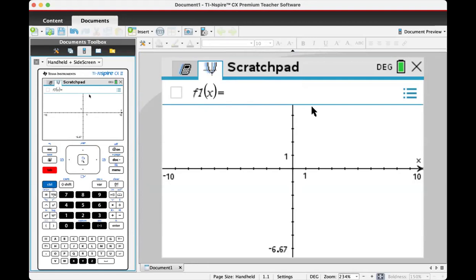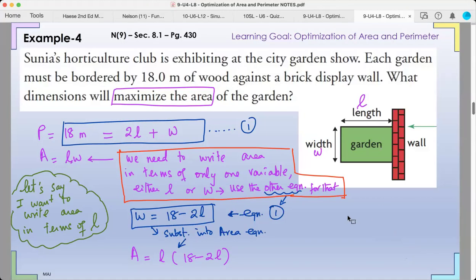Our area equation was length multiplied by... you can go back and check your area equation. Let's look at the area equation again. Here's the second screen. The area equation was length times 18 minus 2L. So area is going to be your y value, and L is going to be your x value. Now we're going to go back and look at our graphing calculator.